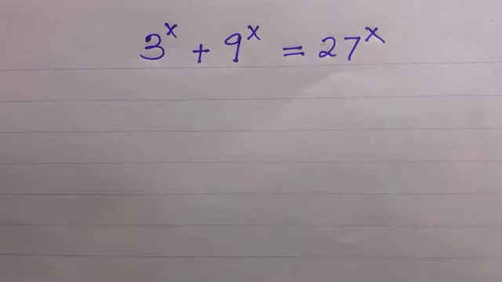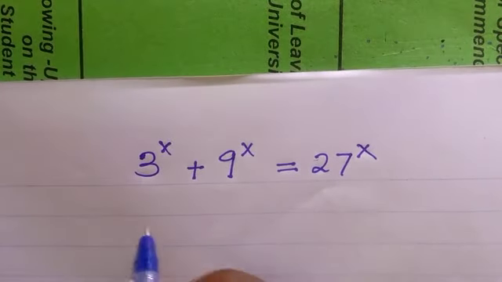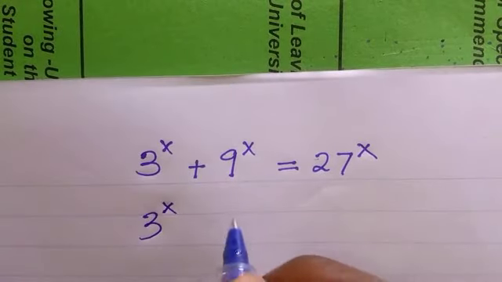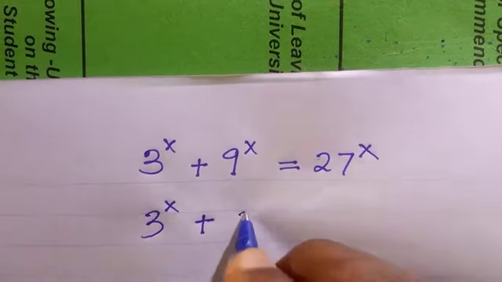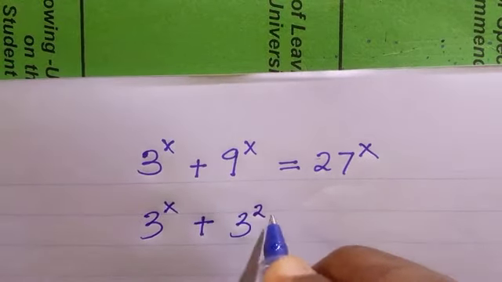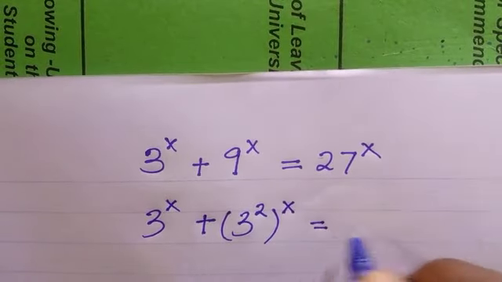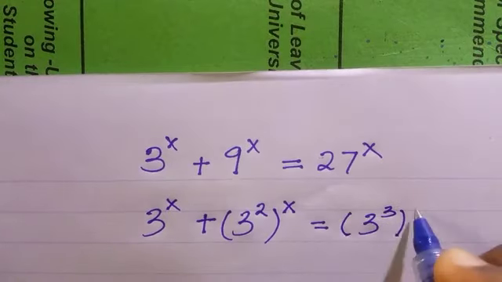We want to find the value of x in this problem of 3 to the power x plus 9 to the power x equals 27 to the power x. To start with, we are going to rewrite all this in the base of 3, and we know that 3 to the power of 2 is 9. Then 27 to the power of x equals 3 to the power of 3 all to the power of x.